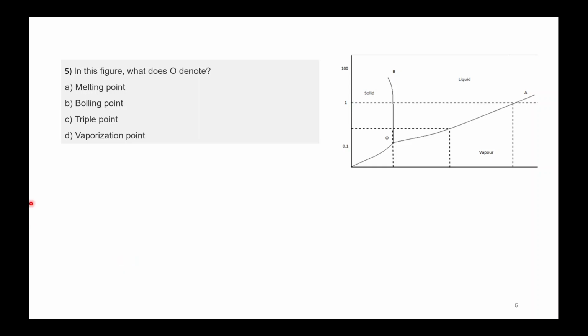Fifth question is, in this figure, what does O denote? O is this point. In this case your options are melting point, boiling point, triple point, or vaporization point. So for point O, it is a triple point because here it is for water. In case of water, it occurs in all three phases: gas, liquid, and solid.